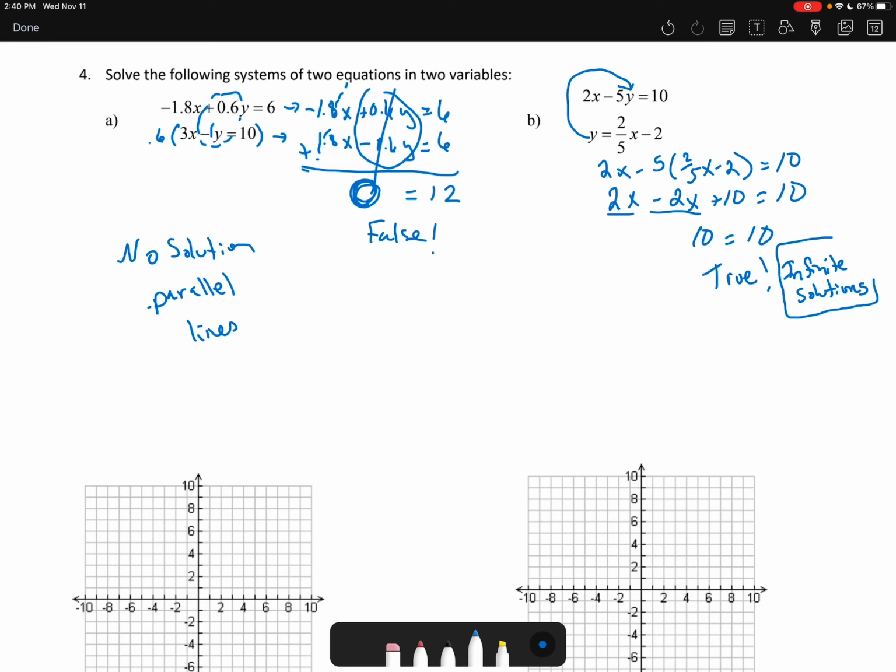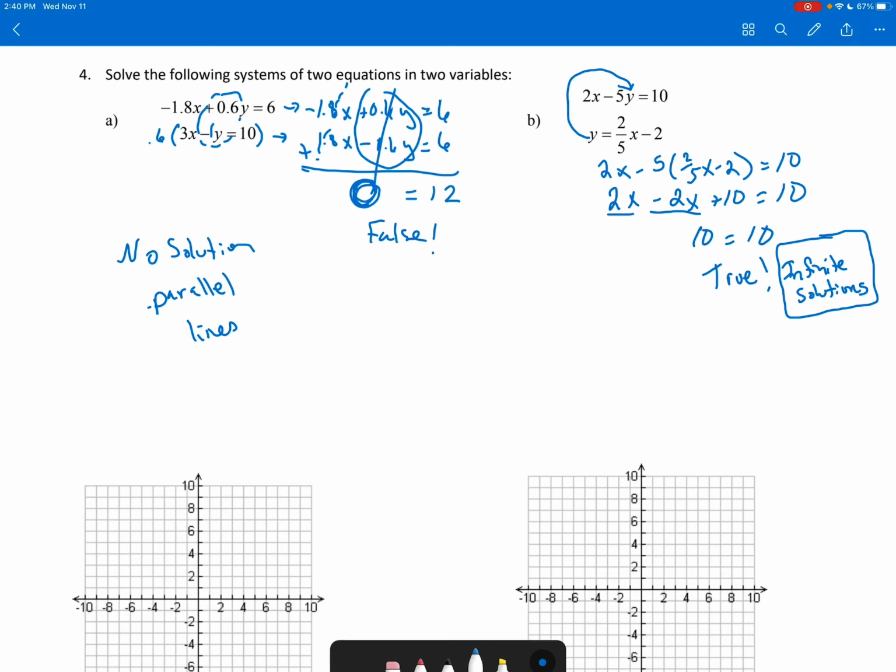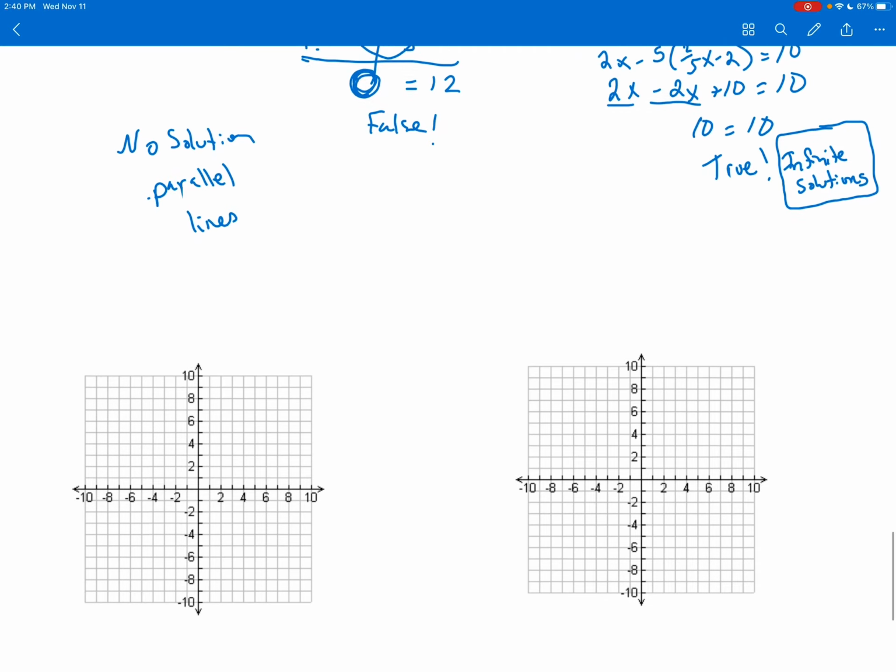Now be careful, don't say all real numbers, because these aren't just numbers, these are ordered pairs. So instead of saying that, we just say infinitely many solutions. So it's all of the solutions that are on a certain line. I'm going to wait again just a second, and we're going to graph that first in order to see how we need to write that final answer.